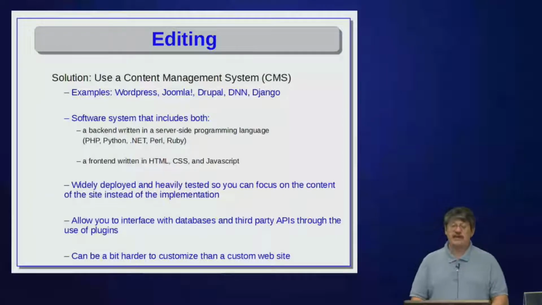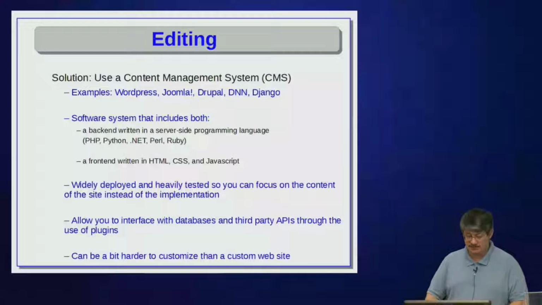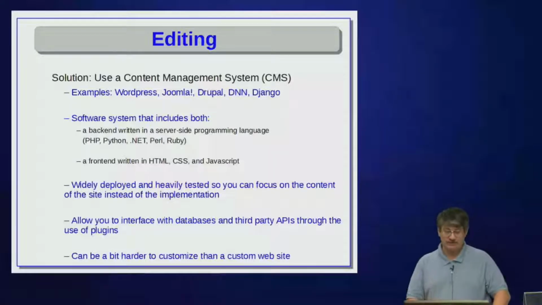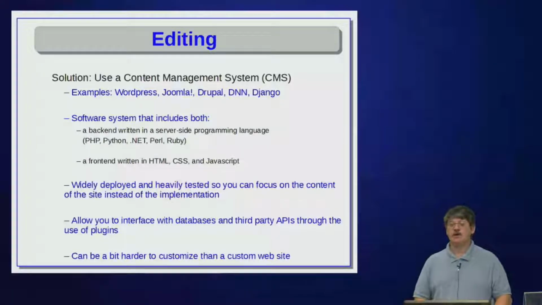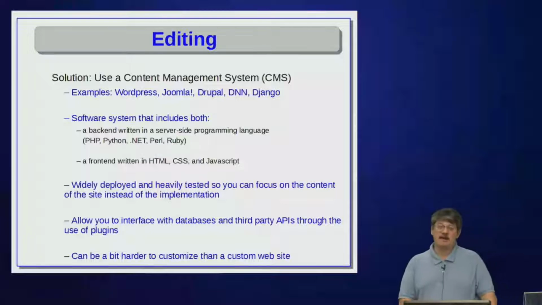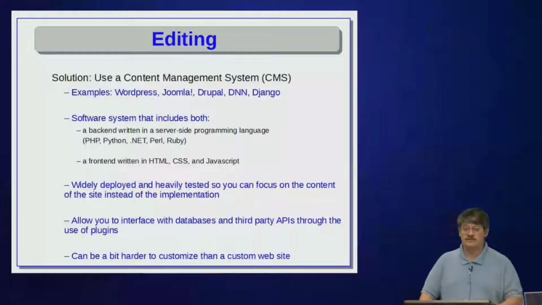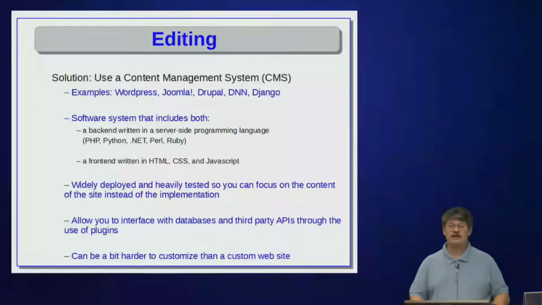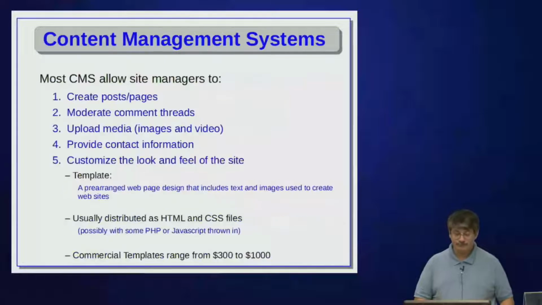CMSs also usually have an API that allows you to interface with databases and other third-party sites, Google Maps, Facebook, and other social media. You can integrate lots of things in through the use of plugins to WordPress or to Joomla and so forth. However, they can be a little bit harder to customize than a custom-built website like we've been making in this class. You have to learn the API for that particular content management system in order to be able to do these things.